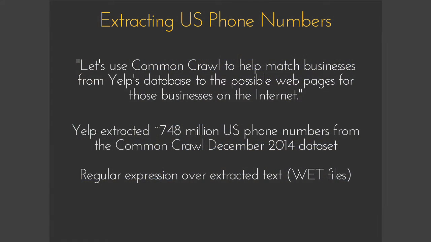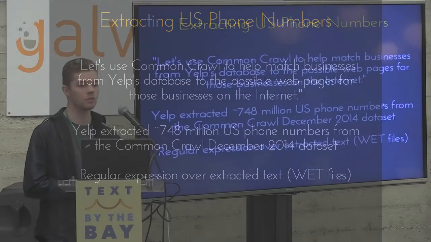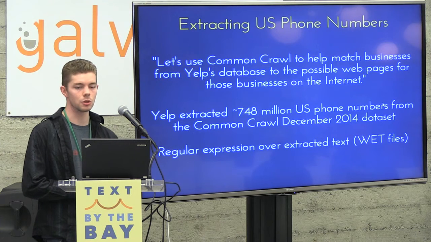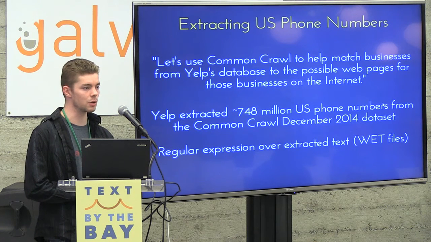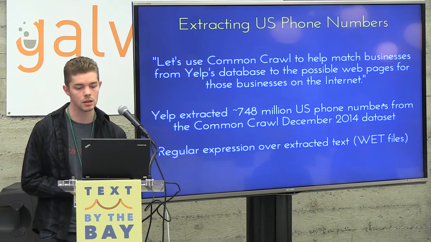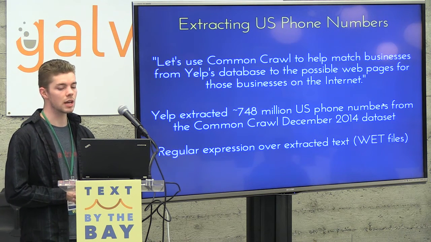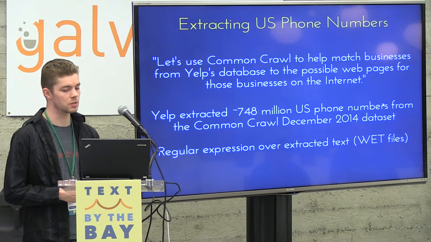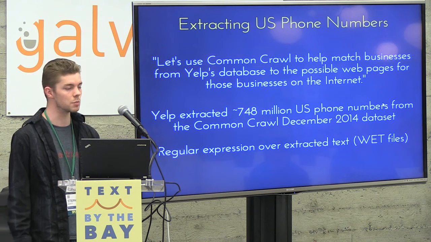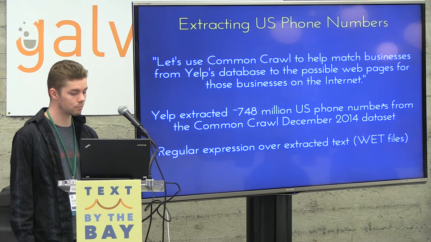So onto a smaller and easier topic to think about. It's extracting US phone numbers. And this is more along the lines of information retrieval, but I wanted to show the possibilities at hand when you have data sets of this size. So someone at Yelp basically decided one day that they wanted to use Common Crawl to help match businesses from Yelp's database to the possible web pages for those businesses on the internet.